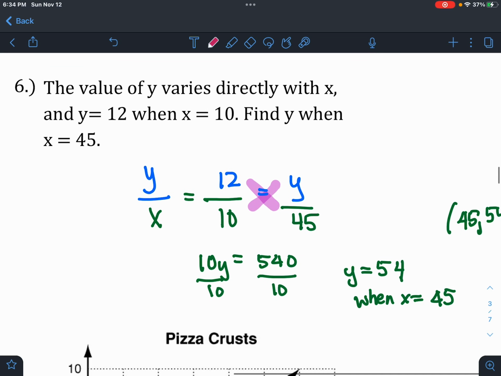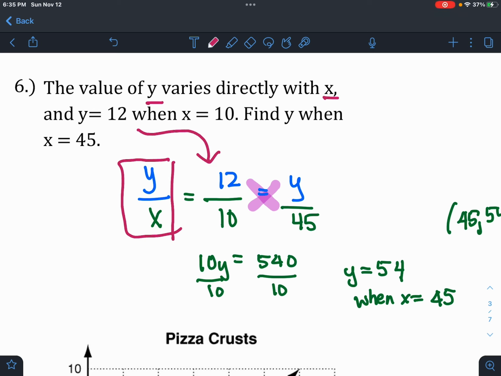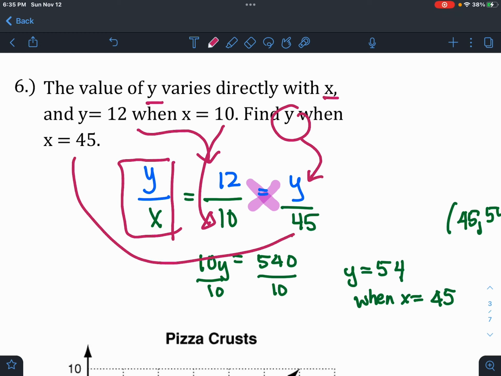On number 6, when y varies directly with x, we need to remember it's always y over x. And we put in what we know. We know that y is 12 when x is 10, and we have to solve for y when x is 45. This is just a simple proportion question.